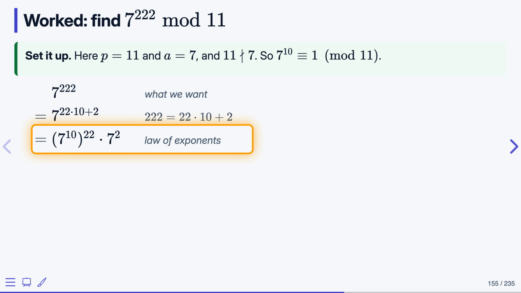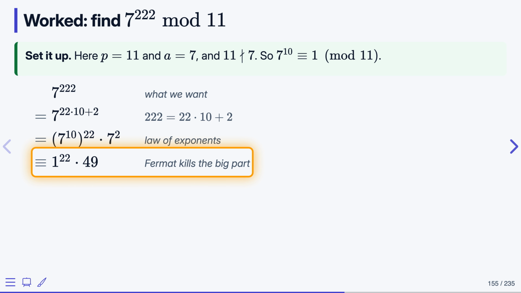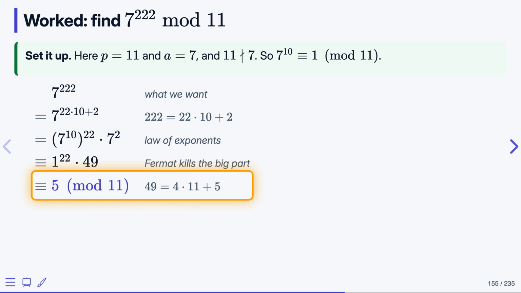Step 3. Now Fermat kills the big part. 7 to the 10th is congruent to 1, and 1 to any power is 1. So all that remains is 7 squared, which is 49. Step 4. Reduce 49 mod 11. 49 is 4 11s, 44, plus 5. So the answer is 5.